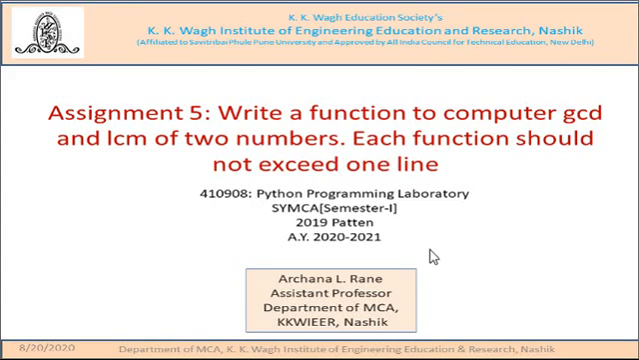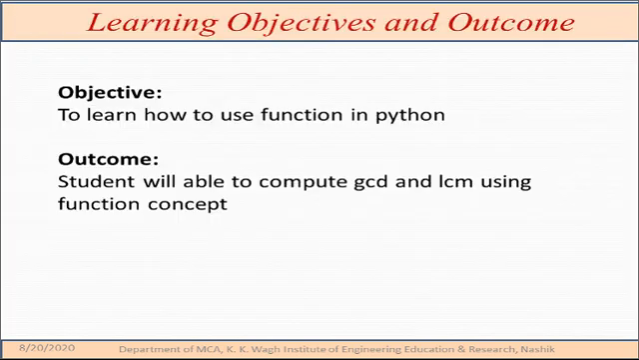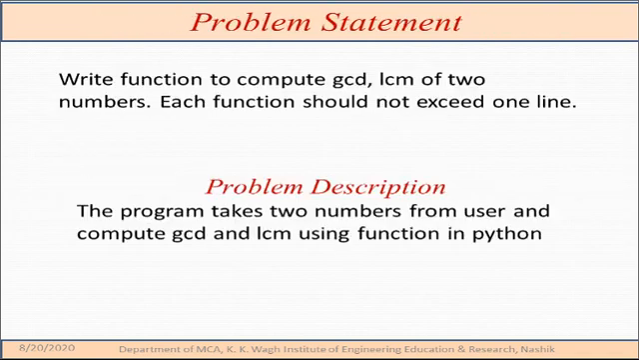In this video lecture, we are going to discuss assignment number 5 of Python Programming Laboratory. Problem definition: write a function to compute the GCD and LCM of two numbers, and each function should not exceed one line. The learning objective of this lecture is to learn how to use functions in Python, and the outcome is that the student will be able to compute the GCD and LCM using the function concept.